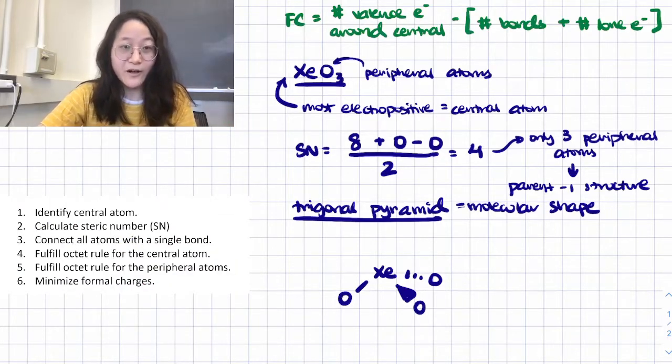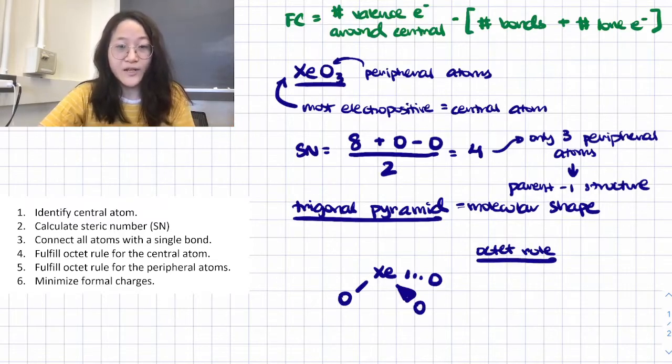We've connected all of our atoms with a single bond, and so now we need to fulfill the octet rule for our central atom. So like I said, we would take a look at how many electrons are already around our xenon, and so that's 6. But now we need to add one more lone electron pair, and so that ends up right at the top, where an atom would have been if we'd had the tetrahedral structure.